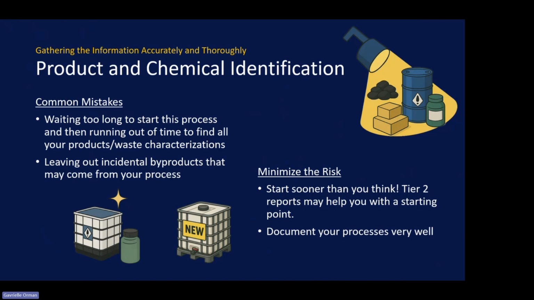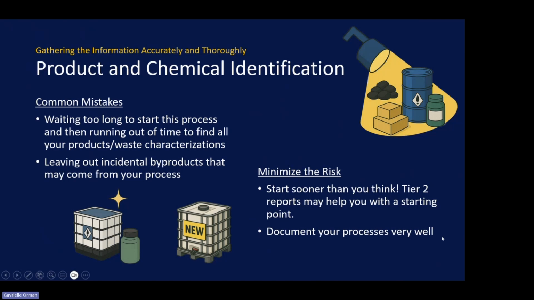Your Tier 2 reports may actually help you with a good solid starting point for your TRI reporting because there is likely going to be overlap between the chemicals, but it's always good to start inventorying your products at the beginning of the year, throughout the year, so that you don't have to do this last minute scramble. Otherwise, you will miss products and you will be trying to track down SDSs, and that just adds to the general stress levels during TRI reporting season.